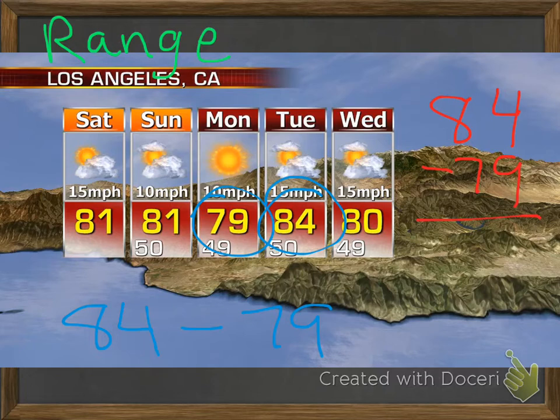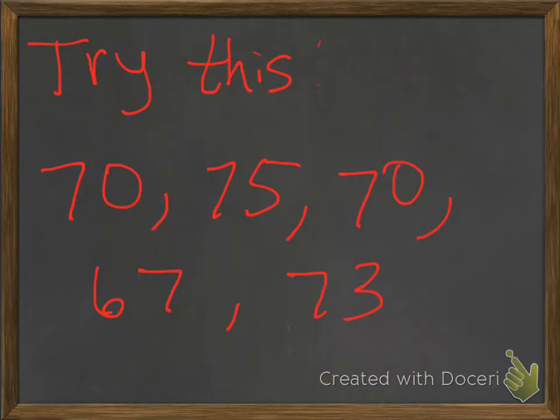So 4 minus 9, of course we can't do that. But we can do 14 minus 9, which is 5, and then 7 minus 7 is 0. So our range is 5. That is the difference between the greatest number in our data set and the least. It's our range. So try this on your own. Here is a group of numbers, a set of data. So pause and try all three. Try the median, the mode, and the range with this set. Good luck.